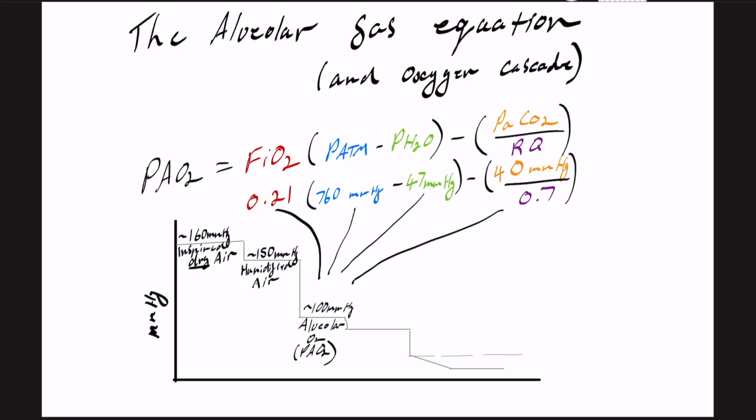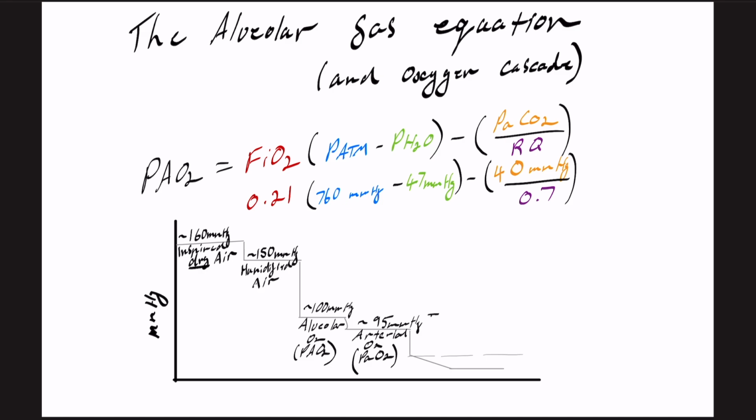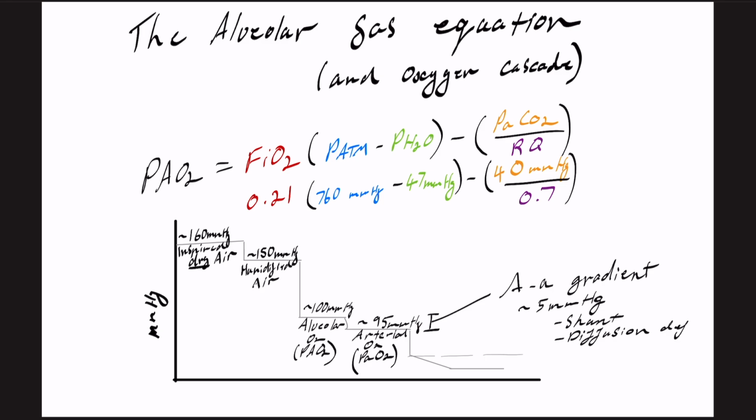Now we move beyond the alveolar gas equation to the arterial oxygen. This is how much from the alveolus has gotten into the arterial blood, and this is about 95 millimeters of mercury. This difference between the alveolar partial pressure and the arterial partial pressure is called the AA gradient, capital A for alveolus to little a for arterial. This gradient will exist in everyone, and it's usually around 5 millimeters of mercury, and it's caused by things like shunt. So you have physiological shunts that happen. There can be diffusion defects as well, and VQ mismatch as well that can cause this gradient to increase.